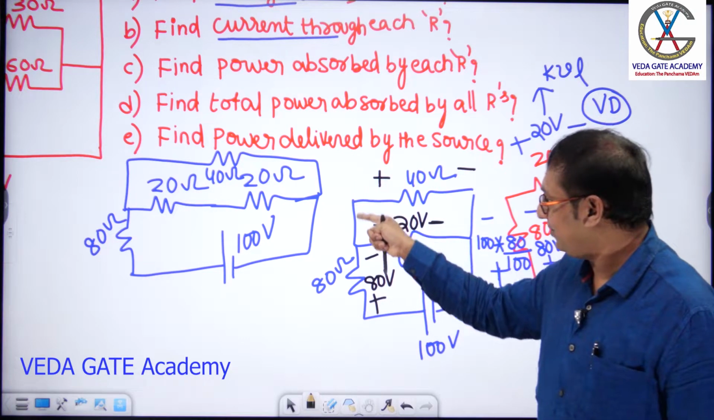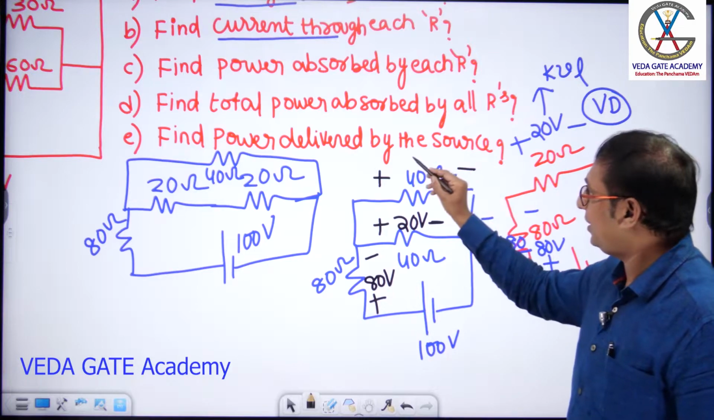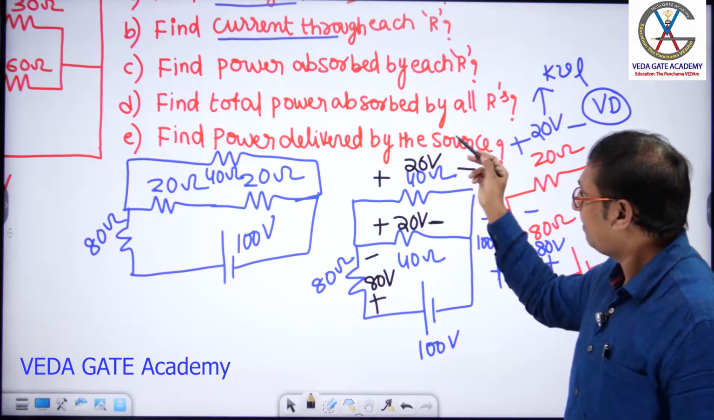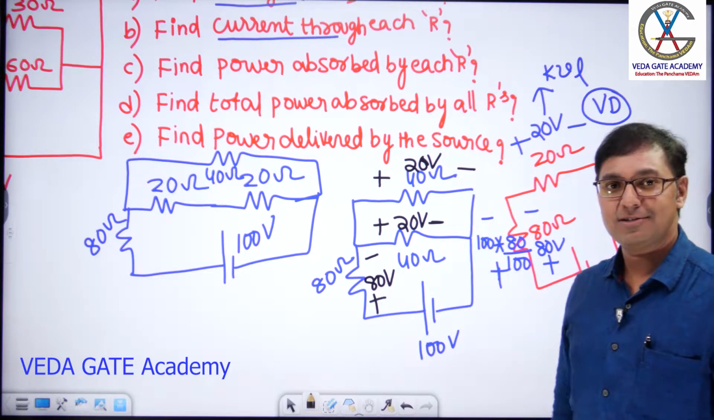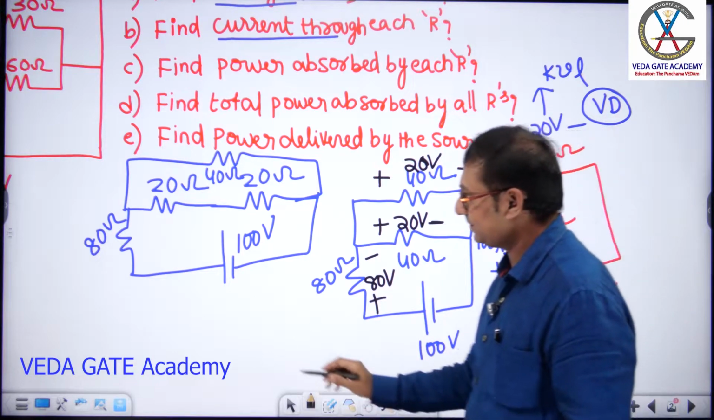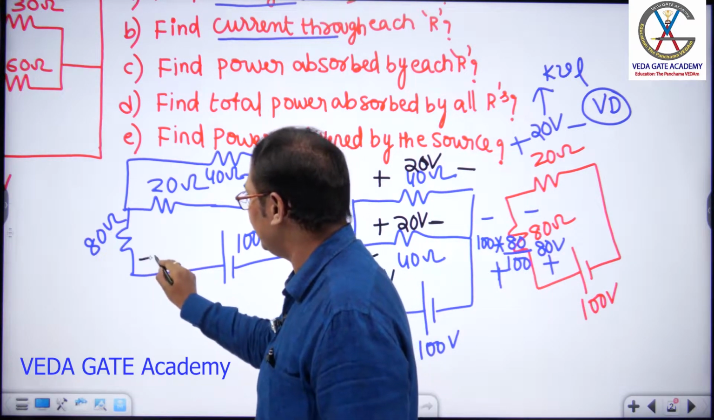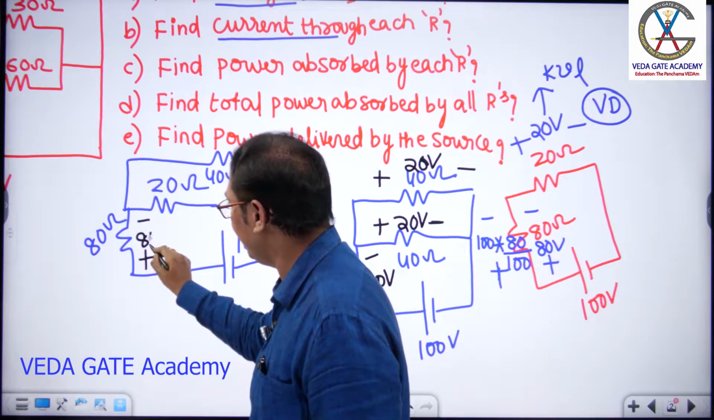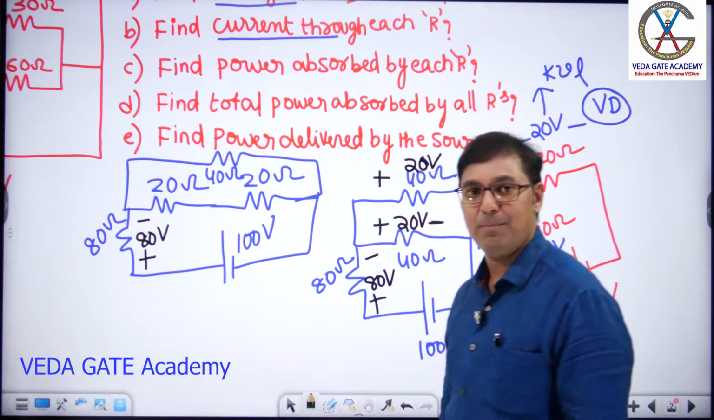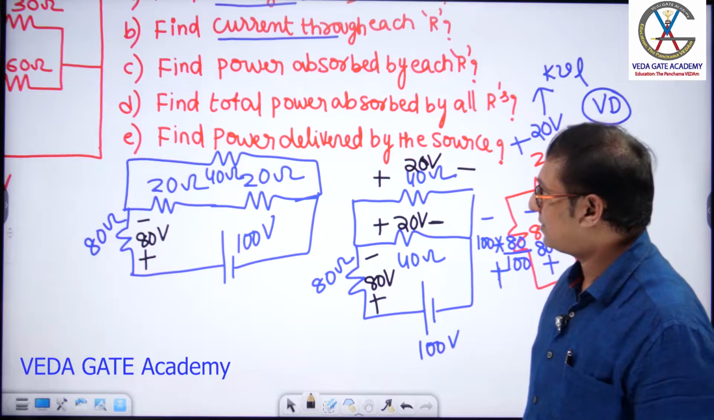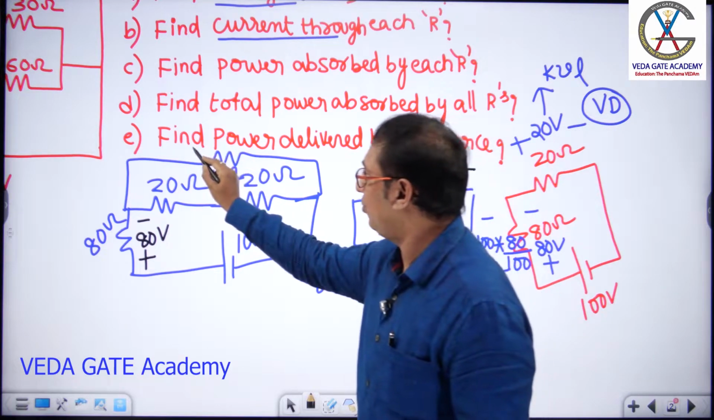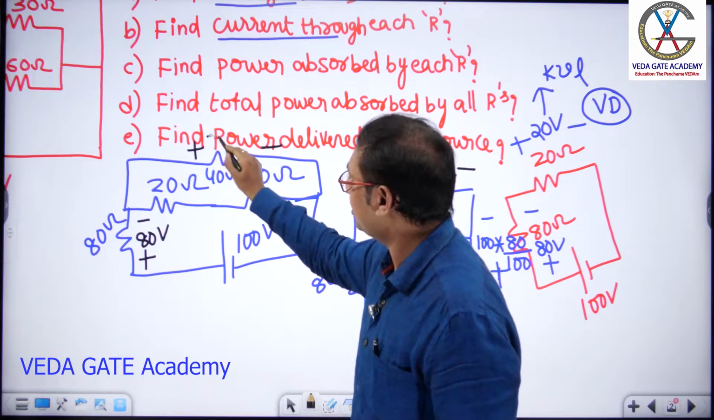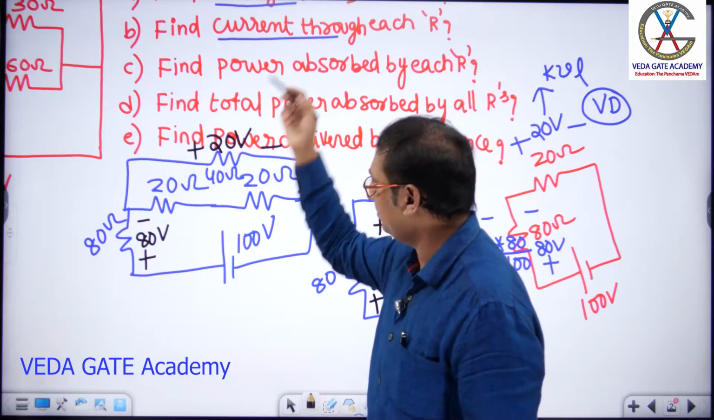Started positive, go to negative. What is the voltage, sir? Plus 20 volts. Done, sir? Next, let us find these voltages. Plus minus 80 volts. Across the 40 ohm, you have 20 volts. Sir, I am putting here plus minus 20 volts. Hope this black is visible to you.